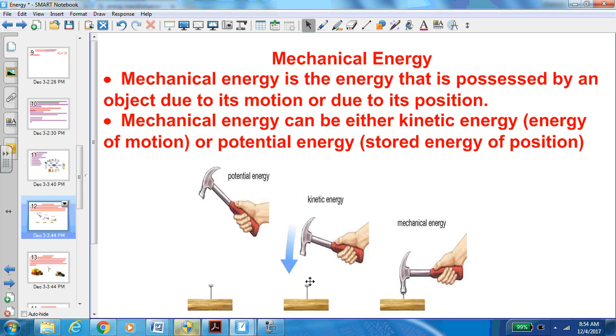But then as you start to hit and beat the nail, that position or stored energy will change into what we would call mechanical energy of motion. So mechanical energy can be described as either kinetic, which is movement, or potential, which is stored or just kind of waiting to be used for something.